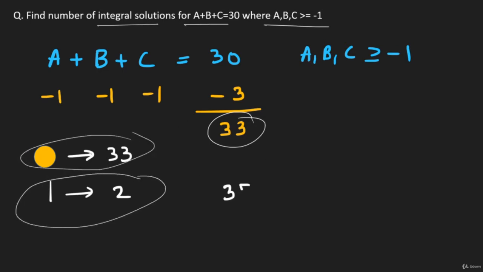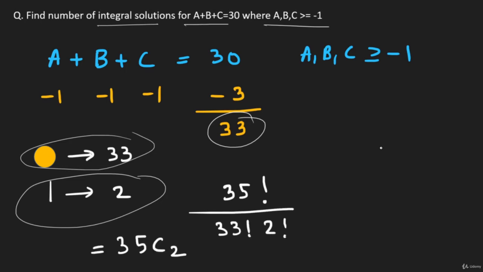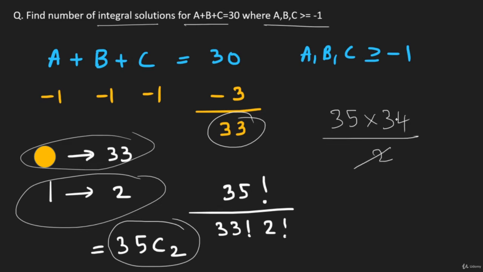This can be done in 35 factorial divided by 33 factorial into 2 factorial ways, which is the same as 35C2. And what is 35C2? That's 35 into 34 divided by 2, or 35 into 17. And this is your answer.